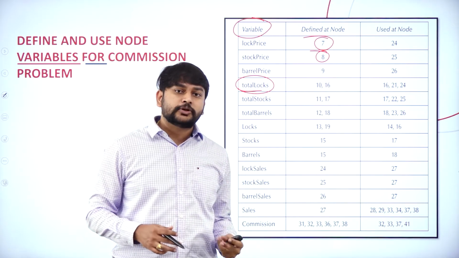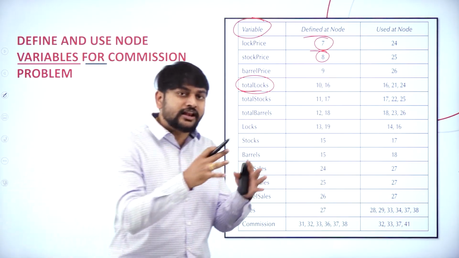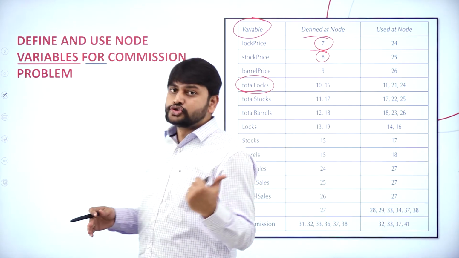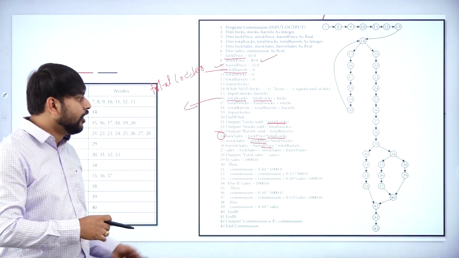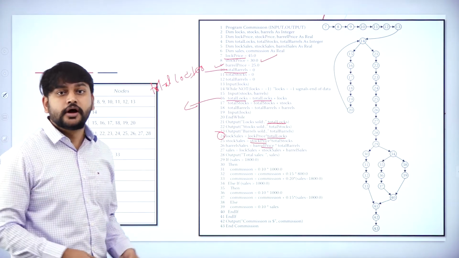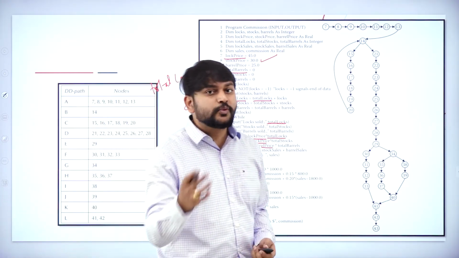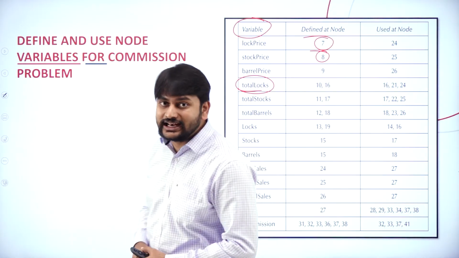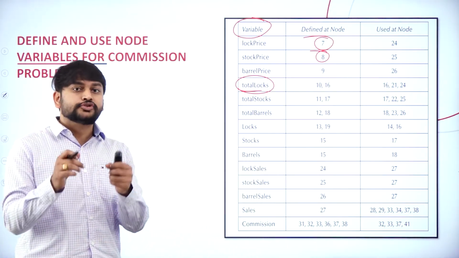If you refer to this table, you will be able to understand where exactly we have defined and where exactly we have used. That is what you have to list out, using the graph or the program that we have with respect to the commission problem. So hope you got to know what exactly the definition node and the usage node are.